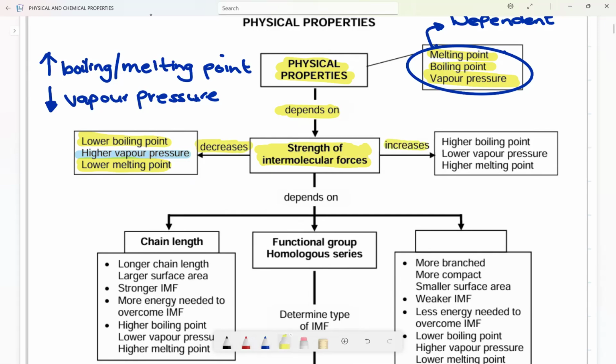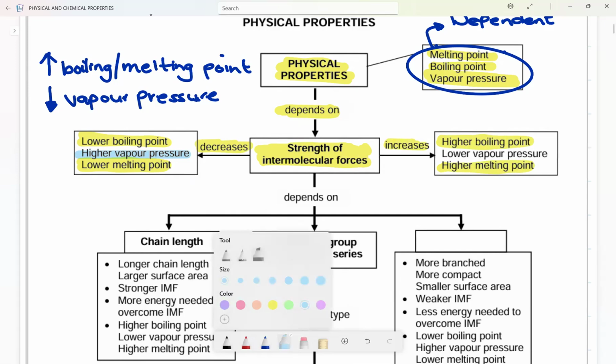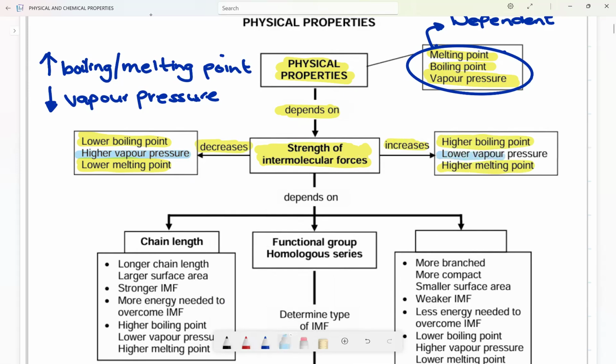Similarly, if I increase the strength now, we will require more energy. We'll talk about that later on. We require more energy to overcome the intermolecular forces thereof. Therefore, you're going to have what? A higher boiling point and higher melting point. But remember, this one opposes the two, so this one will have a lower vapor pressure. Okay?